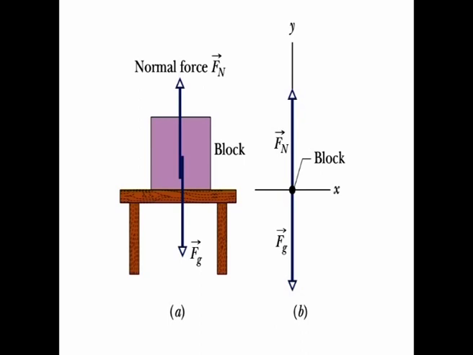The push on you from the mattress or floor is a normal force. The name comes from the mathematical term normal, meaning perpendicular. The force on you from, say, the floor is perpendicular to the floor. Figure A shows an example. A block of mass m presses down on a table, deforming it somewhat because of the gravitational force Fg on the block. The table pushes up on the block with normal force Fn. The free body diagram for the block is given in figure B.